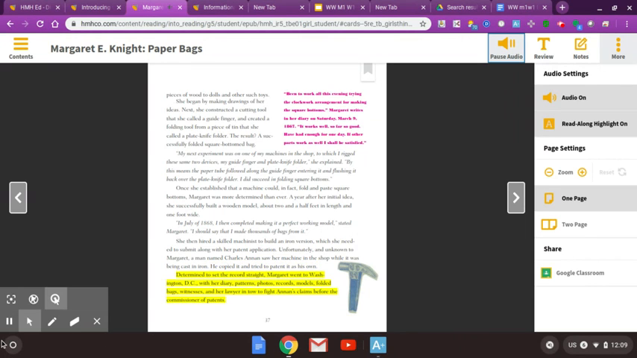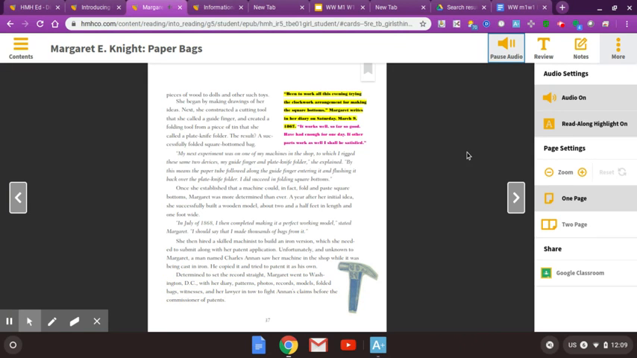Determined to set the record straight, Margaret went to Washington, D.C. with her diary, patterns, photos, records, models, folded bags, witnesses, and her lawyer in tow to fight Annan's claims before the Commissioner of Patents.